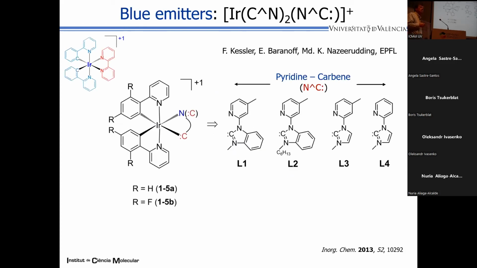And this was another possibility. This possibility is to change one of those pyridine rings by a carbene unit, like here. And you can also put here the fluorine atoms to shift to the blue. And here you have the experimental result.